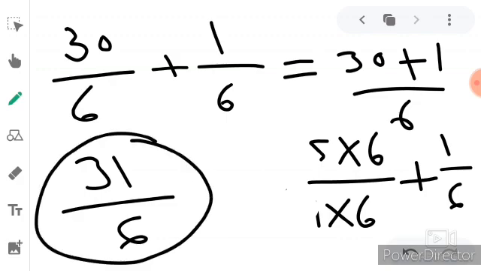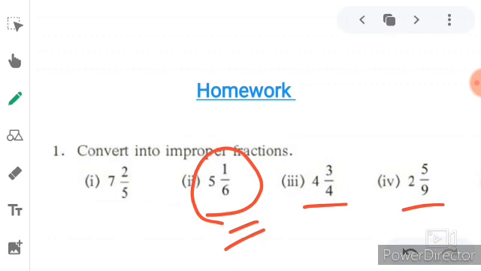Okay, so likewise you will have to solve all the problems. Okay, and don't worry, I will give the answers to the questions which are given in the exercises. I will give the answers to all those questions. Okay, and you will have to copy all those questions and answers in your notebook. I will check your notebook whenever you come to school. Okay, so try to solve the examples, and this is your homework.